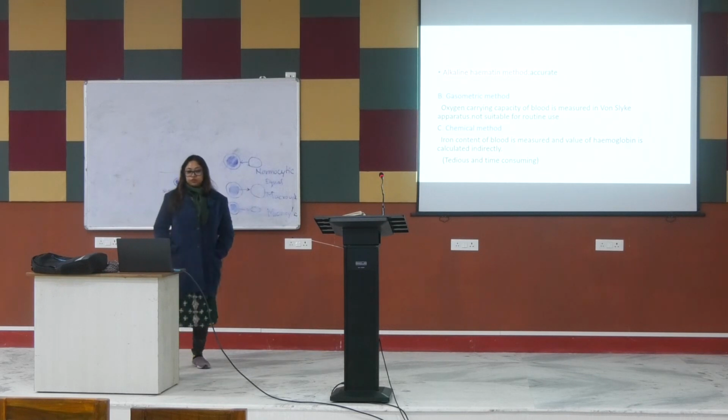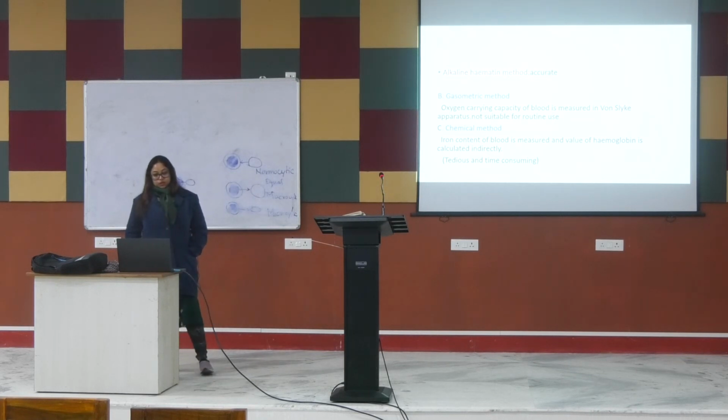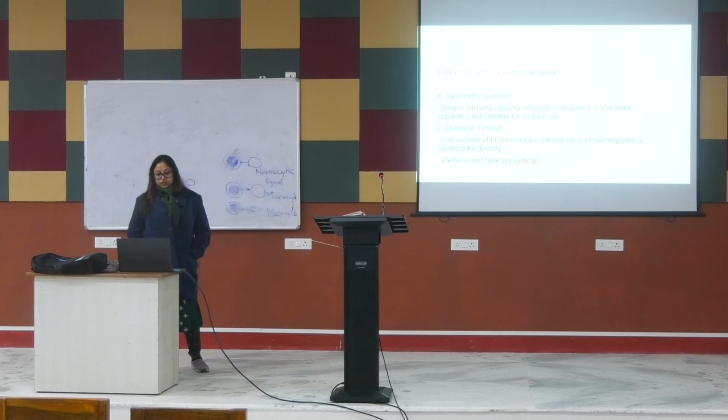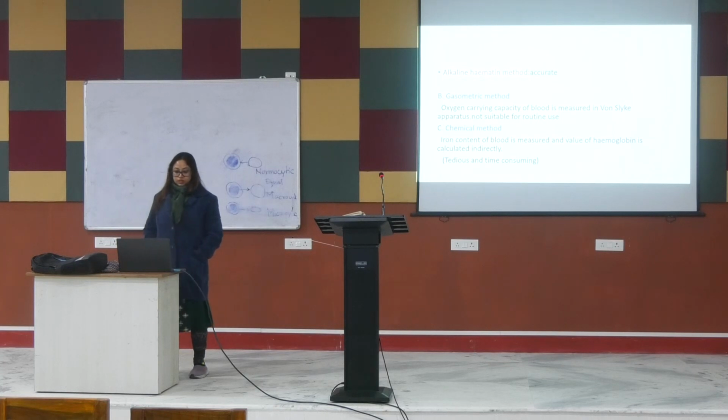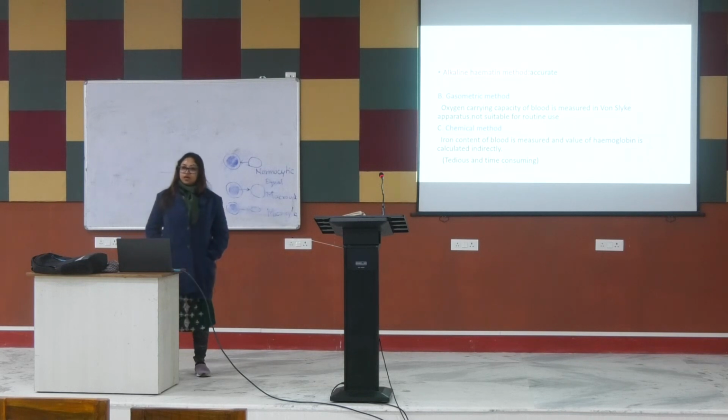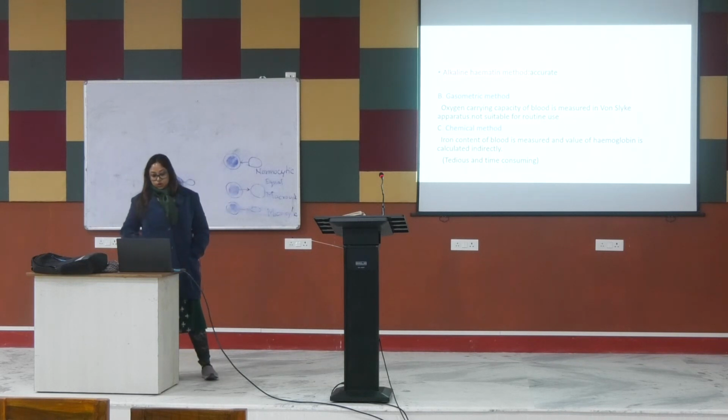Number B, gasometric method. These all are obsolete now, not practiced, but for theoretical knowledge we have to know what are the methods of hemoglobin estimation, other methods. That is gasometric method. Oxygen carrying capacity of blood is measured in Van Slyke's apparatus. It is not suitable for routine use, it is for theoretical knowledge. Number C, chemical method. Iron content of blood is measured and value of hemoglobin is calculated indirectly. It is tedious and time consuming, that's why it is also not in use.